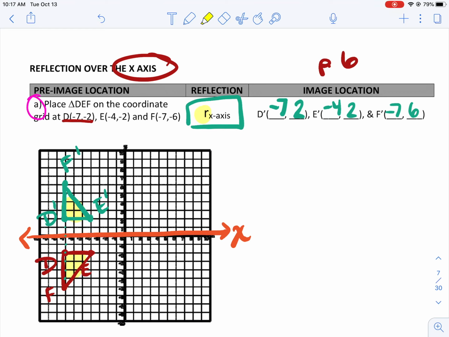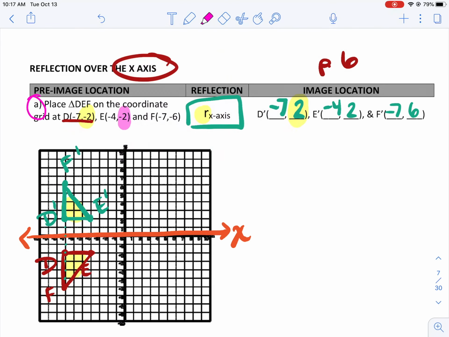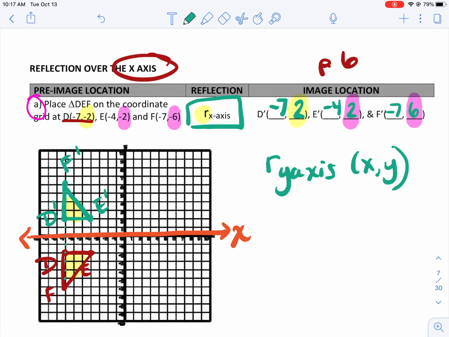So what do we see here? Look at our D prime, guys. The only thing that changed is we kept the x the same, but we made the y negative. Same thing for E. We made the y negative. And when I say negative, I mean the opposite. So -2, the negative of a negative becomes a positive. Same thing for 6. So our rule, if we're reflecting about the x-axis, would be to start with our x, y, and we're going to keep the x the same and make the y negative.